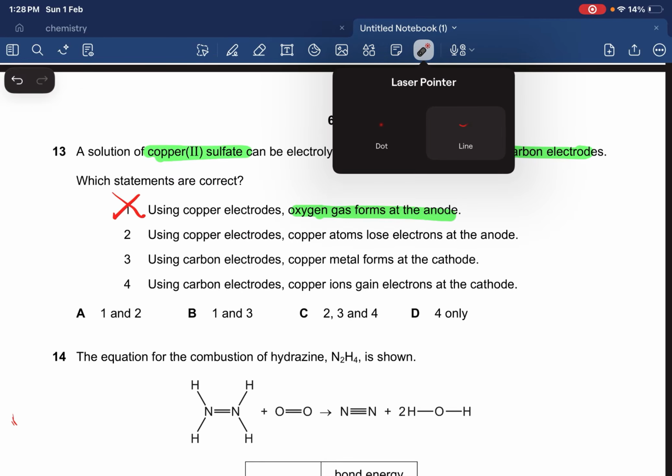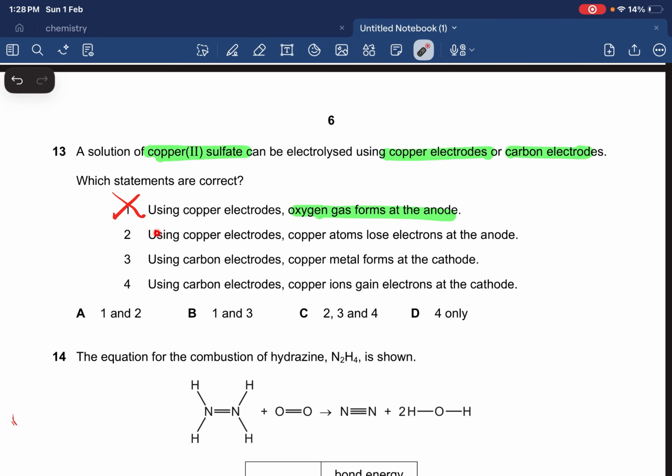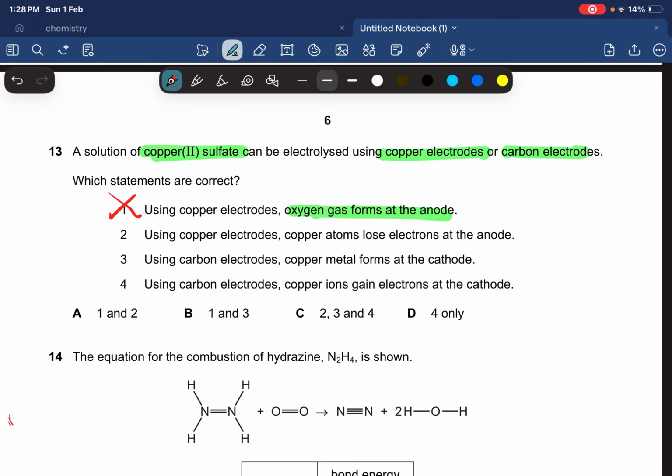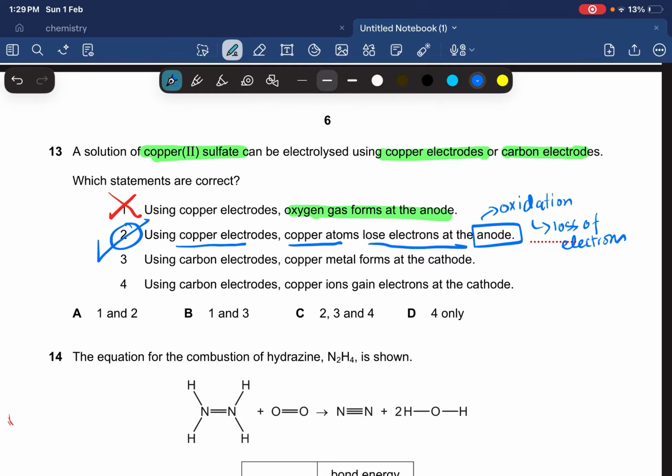Statement number 2 says that using copper electrodes, copper atoms lose electrons at the anode. Okay, so what happens at the anode? Oxidation is going to occur, and oxidation is basically your loss of electrons. So this statement that using copper electrodes, copper atoms lose electrons at the anode is correct, because you should know that anode means oxidation.